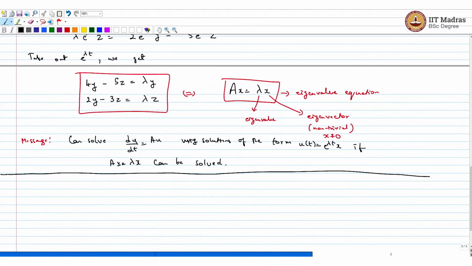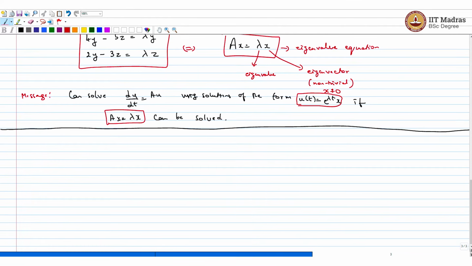So, to summarize, the solution of a linear system of ordinary differential equations is really tied to solving an eigenvalue equation, and if I can solve this, then I can find a solution of the form that I have here. I can solve an ODE with the solution of this form if I can solve Ax equals lambda x to obtain a non-trivial x. So, that leads to eigenvalues and eigenvectors.